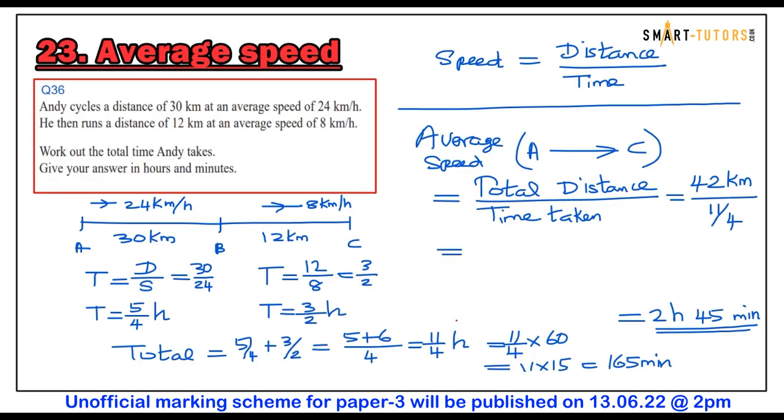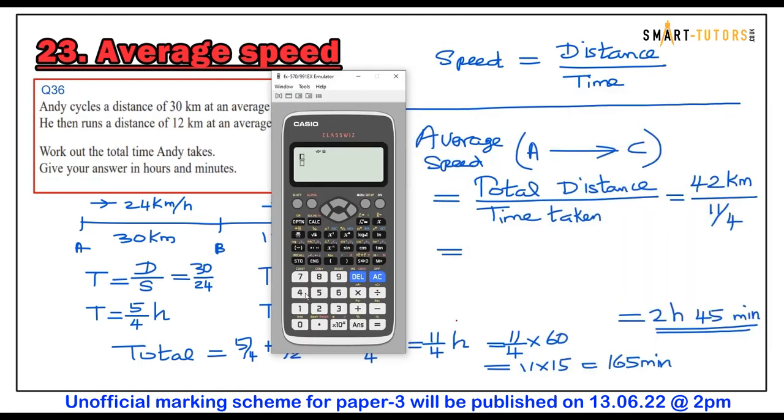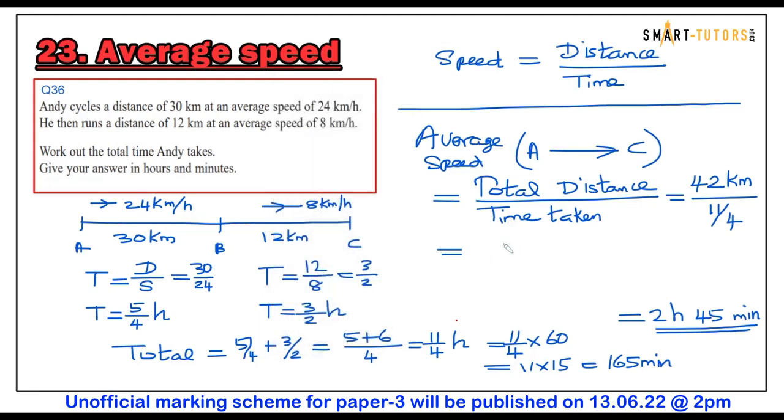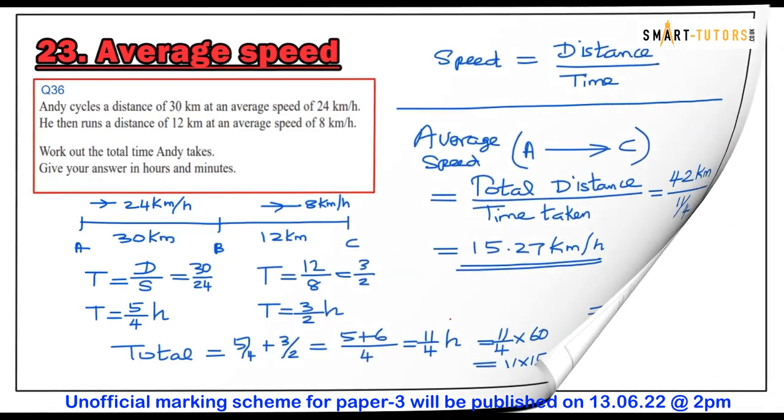So let's take a calculator. 42 divided by 11 over 4. That is going to be 15.27 kilometers per hour. So in case they ask for average speed between A to C or the total journey, total distance divided by time taken is the correct answer.